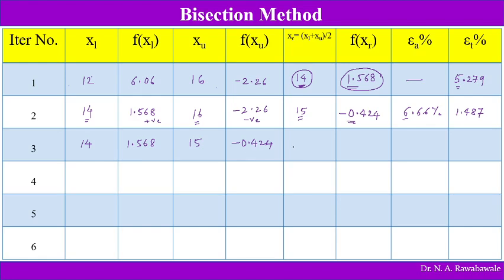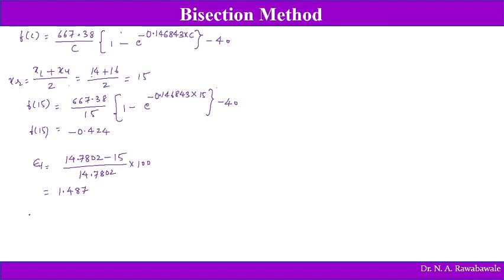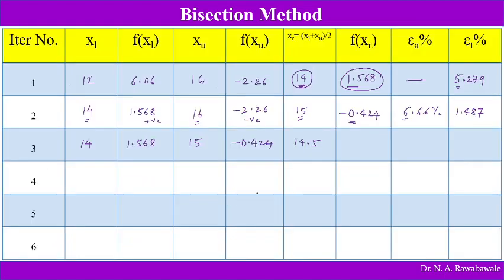Now the revised value we can get. If we take the average of 14 and 15, it will be 14.5. So how to take this? Again, revised XR is equal to 14 plus 15 divided by 2. This works out to be 14.5. So this 14.5 we have taken.